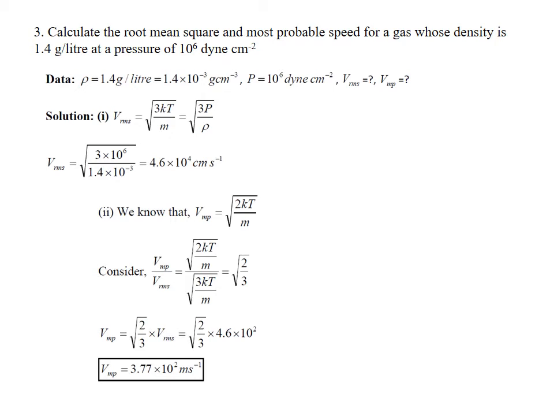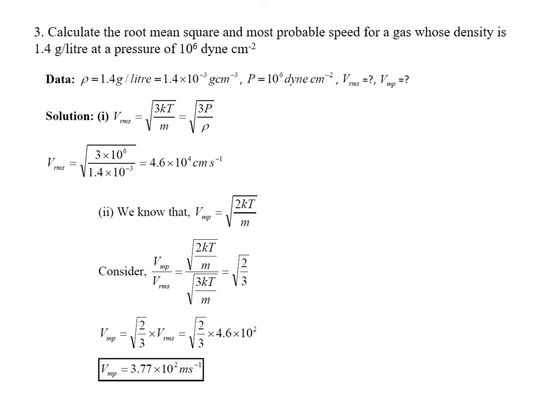And we need to calculate root mean square velocity and most probable velocity. Already we know the expression for root mean square velocity as well as most probable velocity. The root mean square velocity in terms of the density can be written as square root of 3P divided by rho, where rho is the density of the particle which we have considered. So by further simplification, we get the root mean square velocity as 4.6 into 10 to the power of 4 centimeter per second.